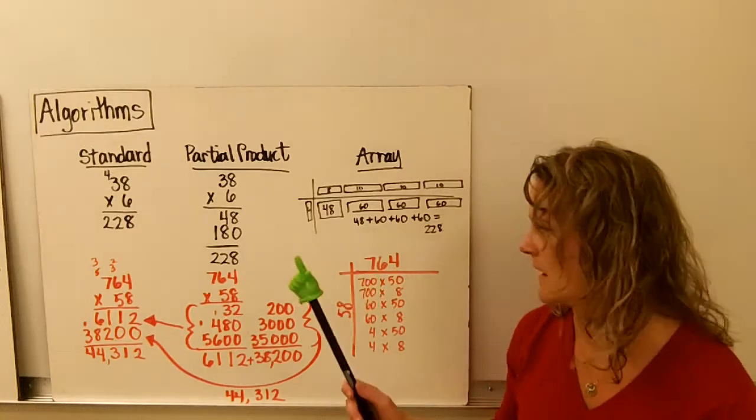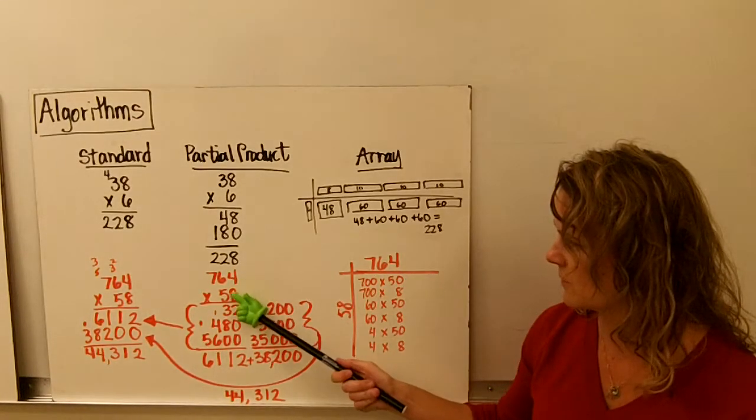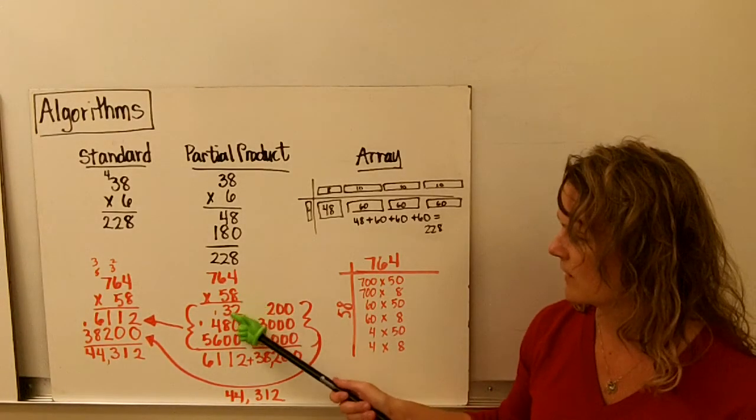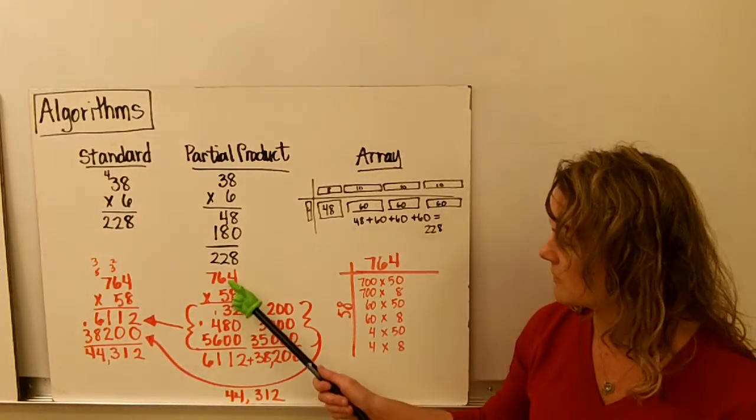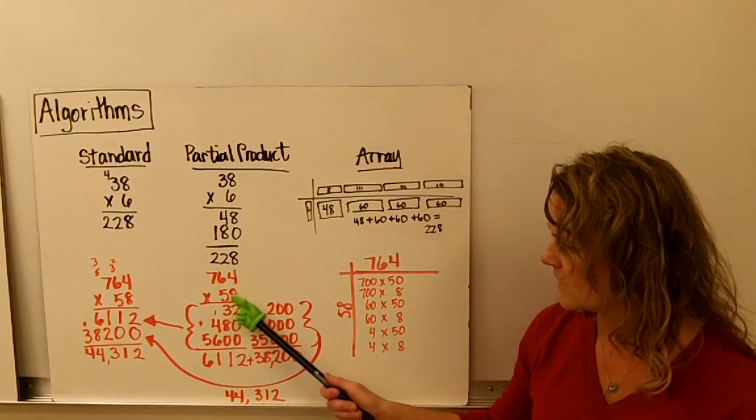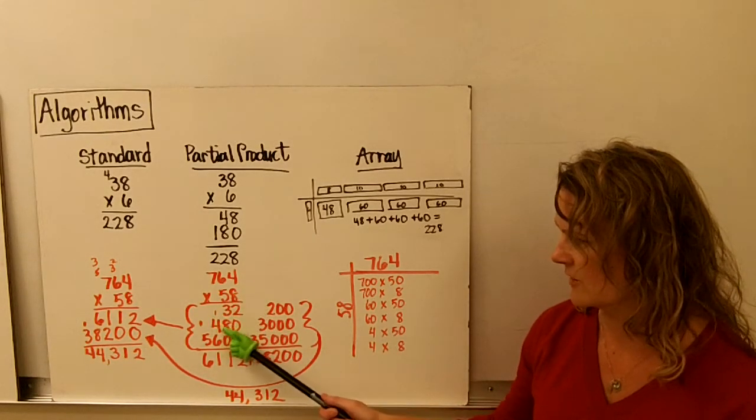But I hope that this makes sense, because what I'm going to first do, of course, is multiply my units place. 8 times 4, and I get 32. Now I'm going to multiply my 60 times my 8, and I get 480.